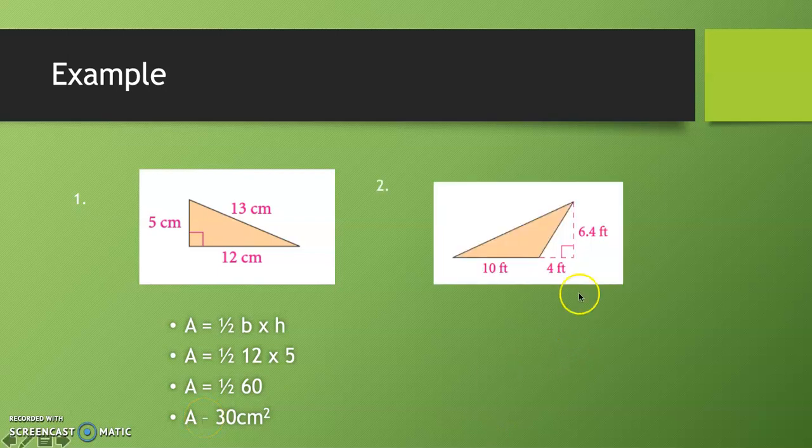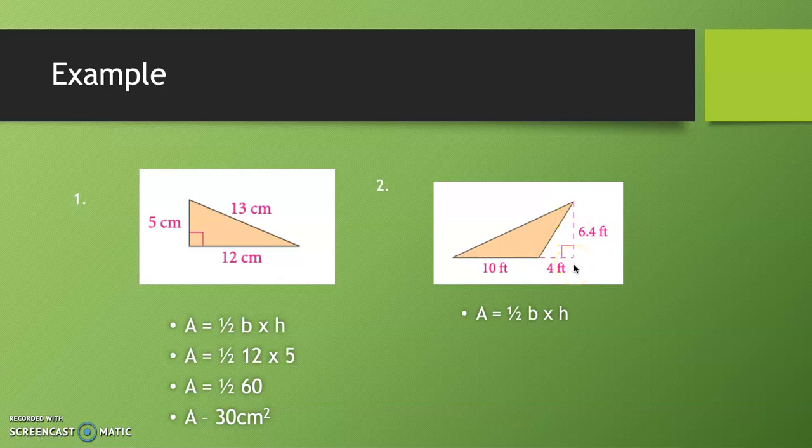Example 2. First, I want to label my sides. What is the base? Do not be confused. We do not need to add the 10 and the 4. The shape is only 10 feet. It does not include this 4. So 10 is the base. The height must form a 90-degree angle. Vertical line. So the height is 6.4.